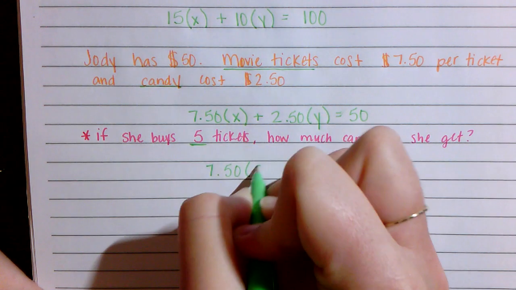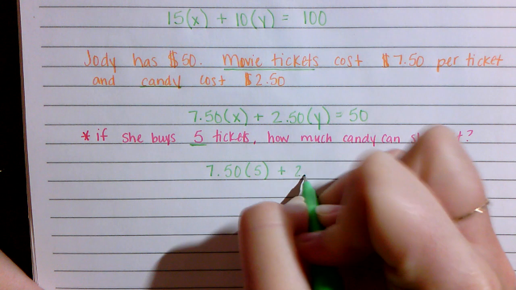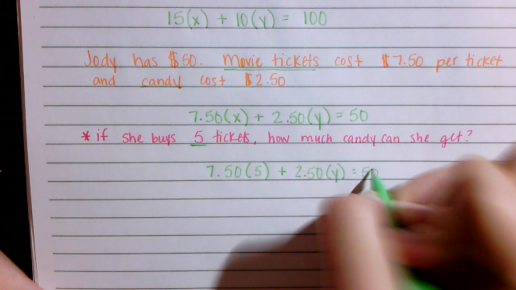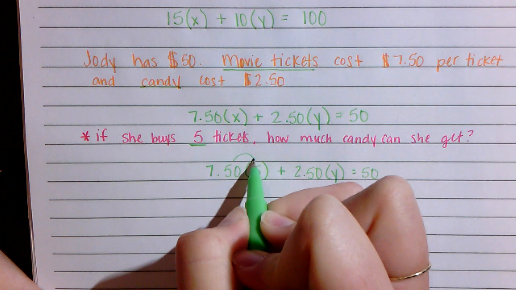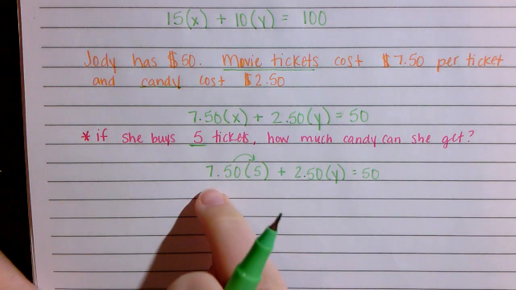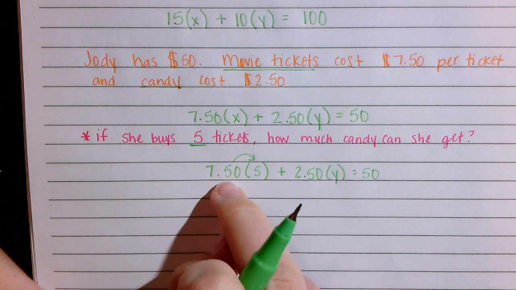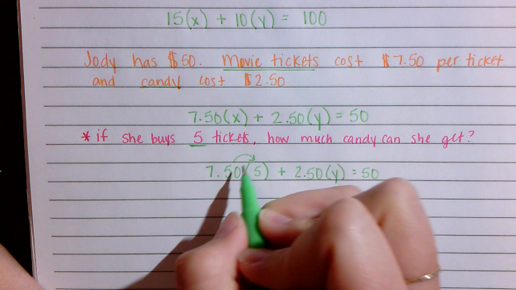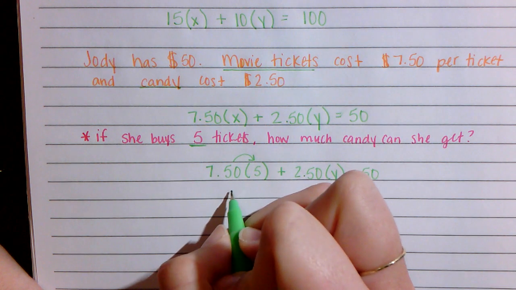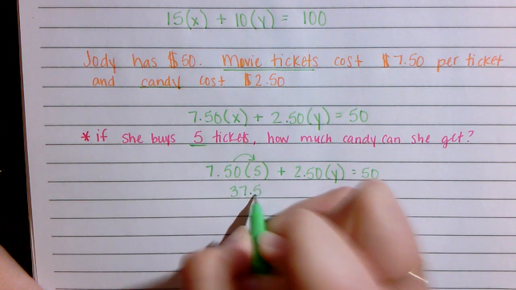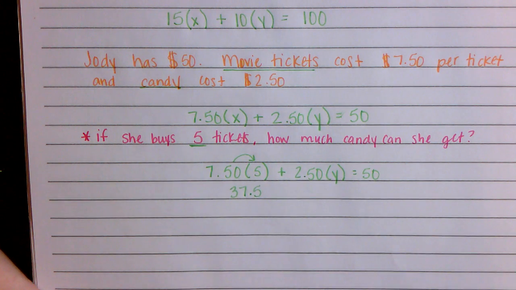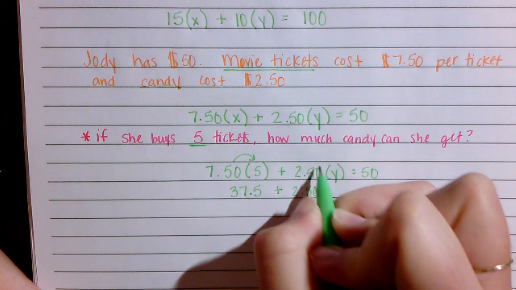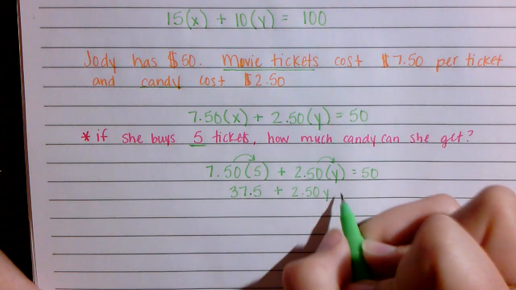$7.50 times 5 plus $2.50 times Y equals 50. Okay, well, we're going to distribute this and use a calculator if you need to, because anything with decimals, it's hard to do that in our heads. It can be. So $7.50 times 5 is $37.50. I'm not going to put that 0 on the end of it, just 37.5. And bring everything else down. Plus $2.50Y, when we multiply those two, equals 50.